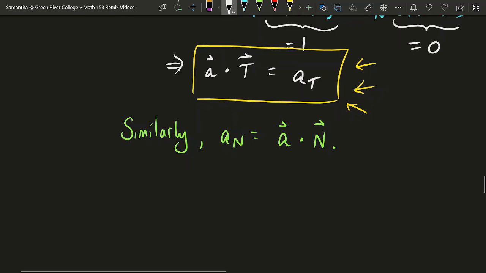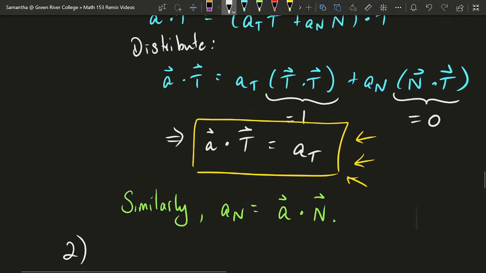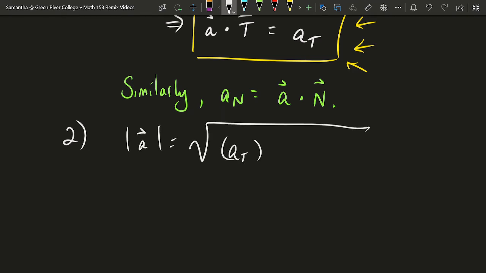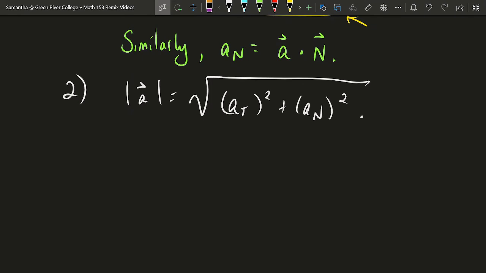The second neat property of the relationship between the acceleration vector and A sub T and A sub N is that the magnitude of acceleration can be found by just taking the square root of A sub T squared plus A sub N squared. So it's almost like the regular formula for the magnitude of a vector, except instead of taking the x component and the y component, we're taking the tangential component and the normal component, squaring those, adding them together, and finding the square root. This particular formula has a lot of applications in kinematics and engineering, for example.